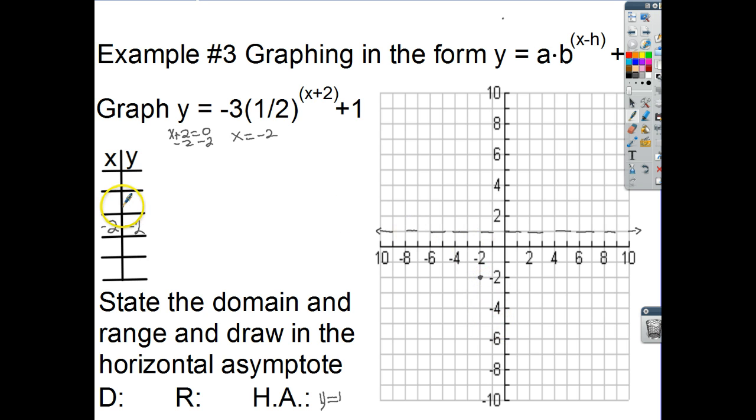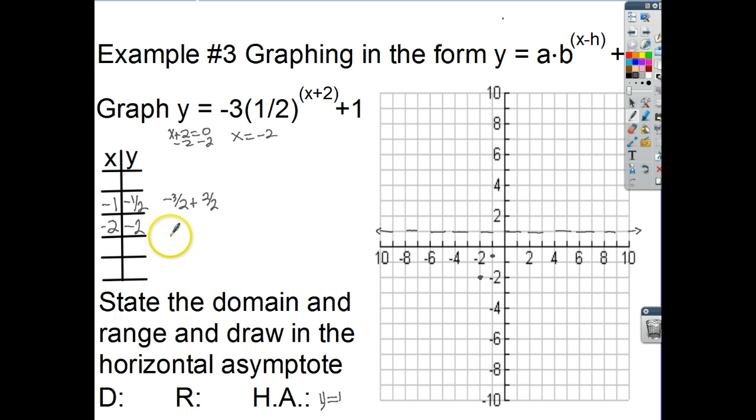All right, and then we'll get one bigger, put in negative 1. So negative 1 plus 2 is positive 1. A half to the positive 1 is a half. Negative 3 times a half is negative 3 halves. So here we have negative 3 halves plus 1, but I'm going to write 1 in the form of 2 over 2. We know that if we've got fractions and we're adding, we have to have a common denominator. So I have to change 1 into a fraction with a denominator that matches this one, and that's going to be 2 over 2. So negative 3 halves and positive 2 halves is negative 1 half. So go to negative 1 and negative a half is where that's going.